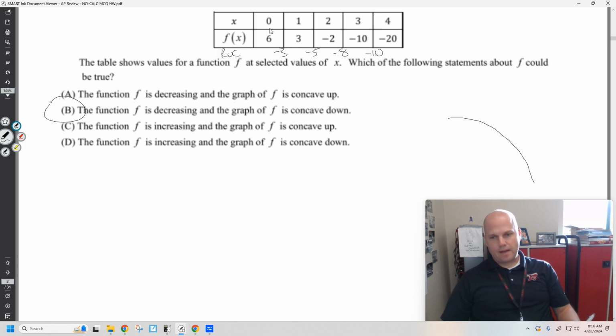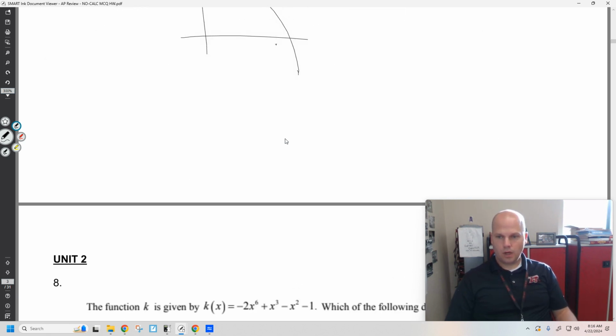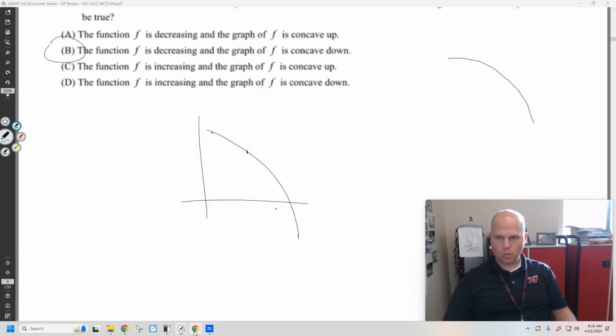You could also look at the graph. You could look at the points. As long as you're somewhat accurate, 6 to 3 to -2 to -10, you can kind of see how it's going to be moved down. All right, it's 1 unit down.